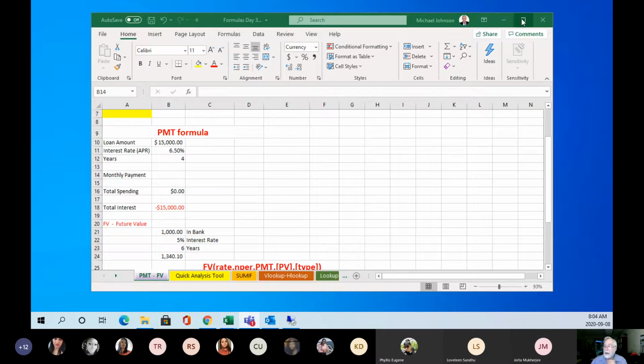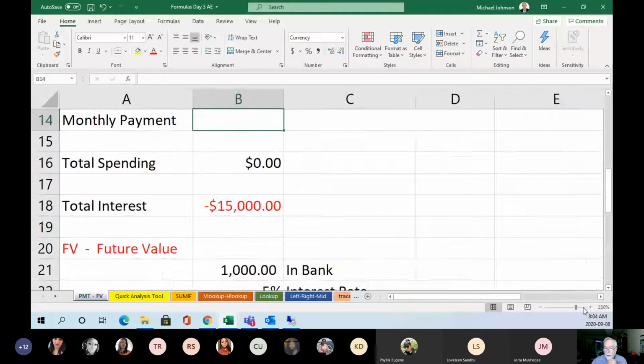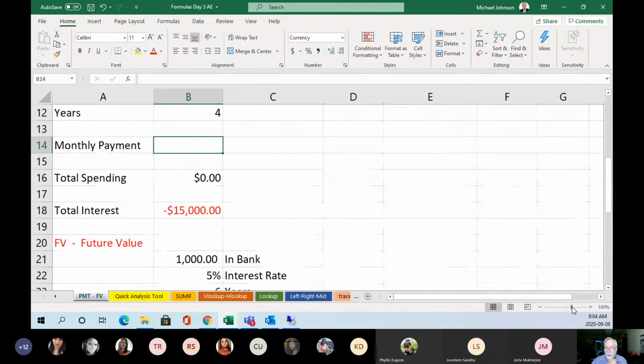So what you can see on my screen, you should be able to see my screen right now. Hopefully everybody can. Fantastic, look at that. There we go.